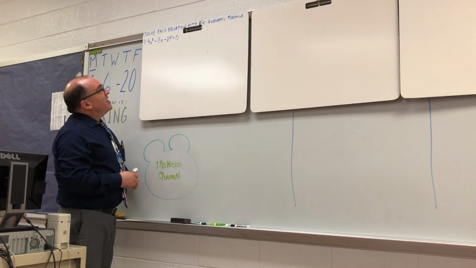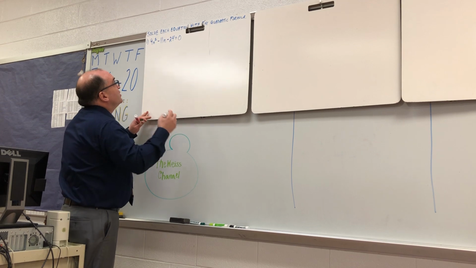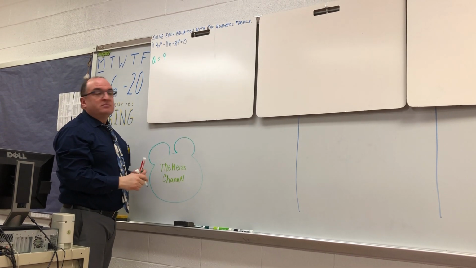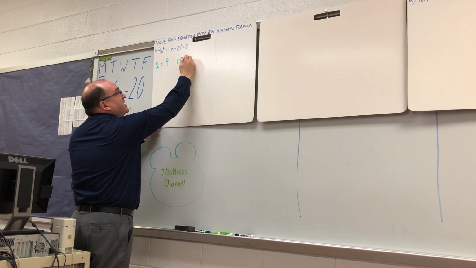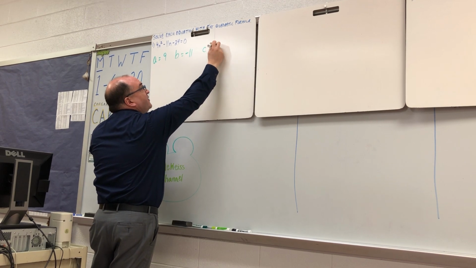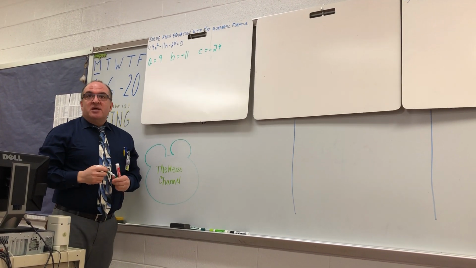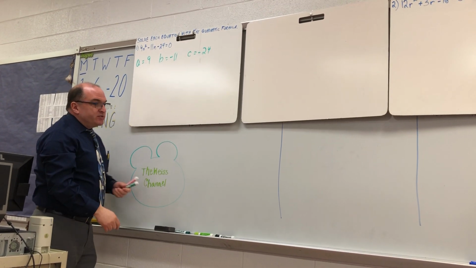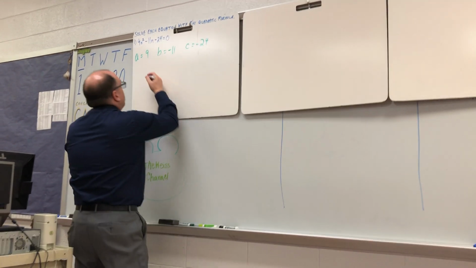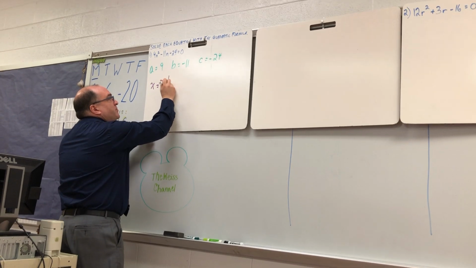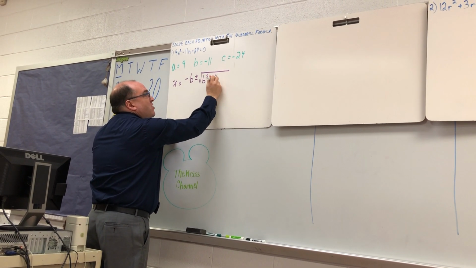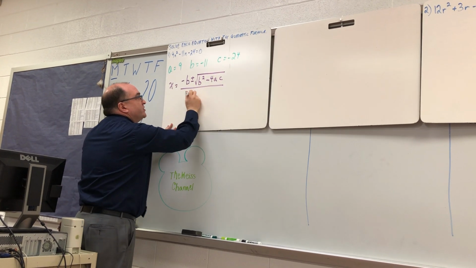9n squared minus 11n minus 24, okay? So there's A, B, and C. A equals 9, the first number. B equals negative 11, the second number. C equals negative 24, the third number. So now all you have to do is plug those numbers into this formula. X equals negative b plus or minus the square root of b squared minus 4ac all over 2a.